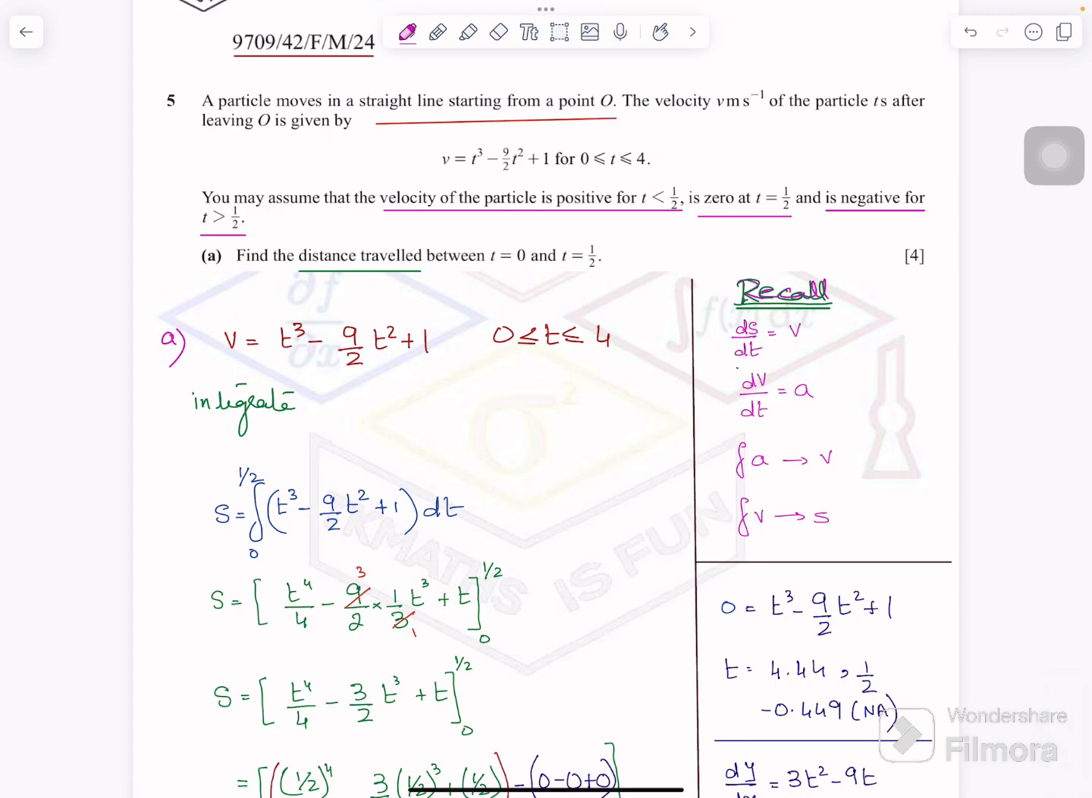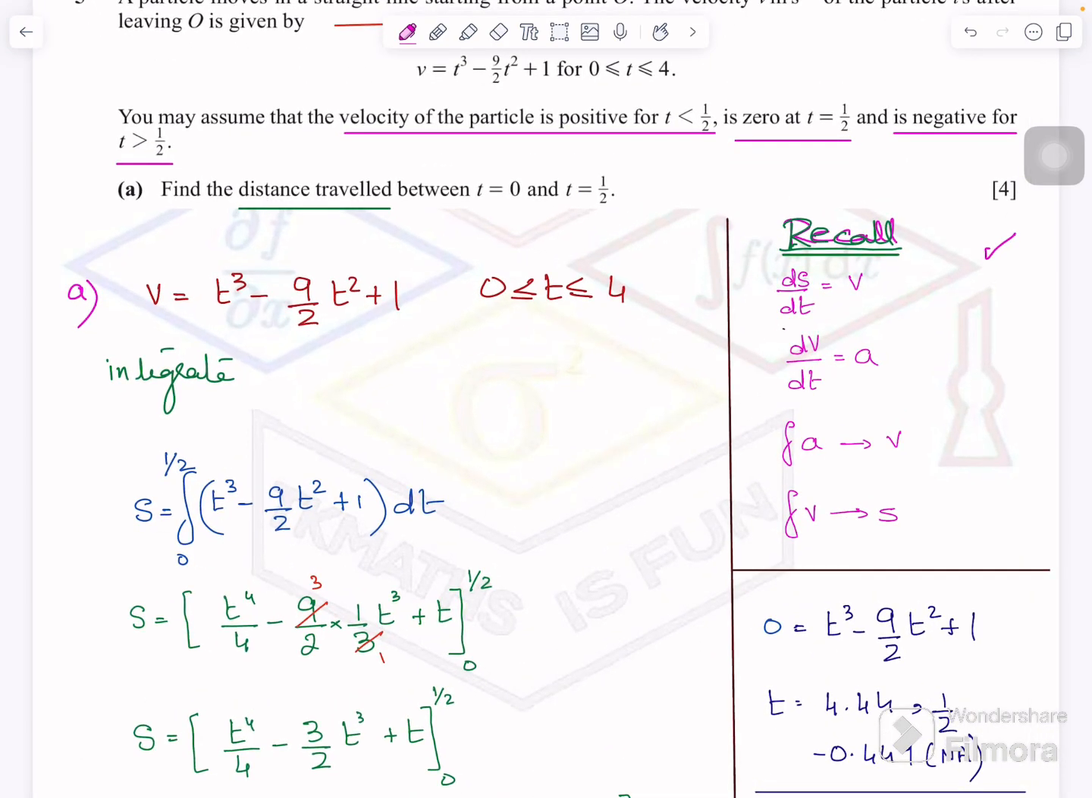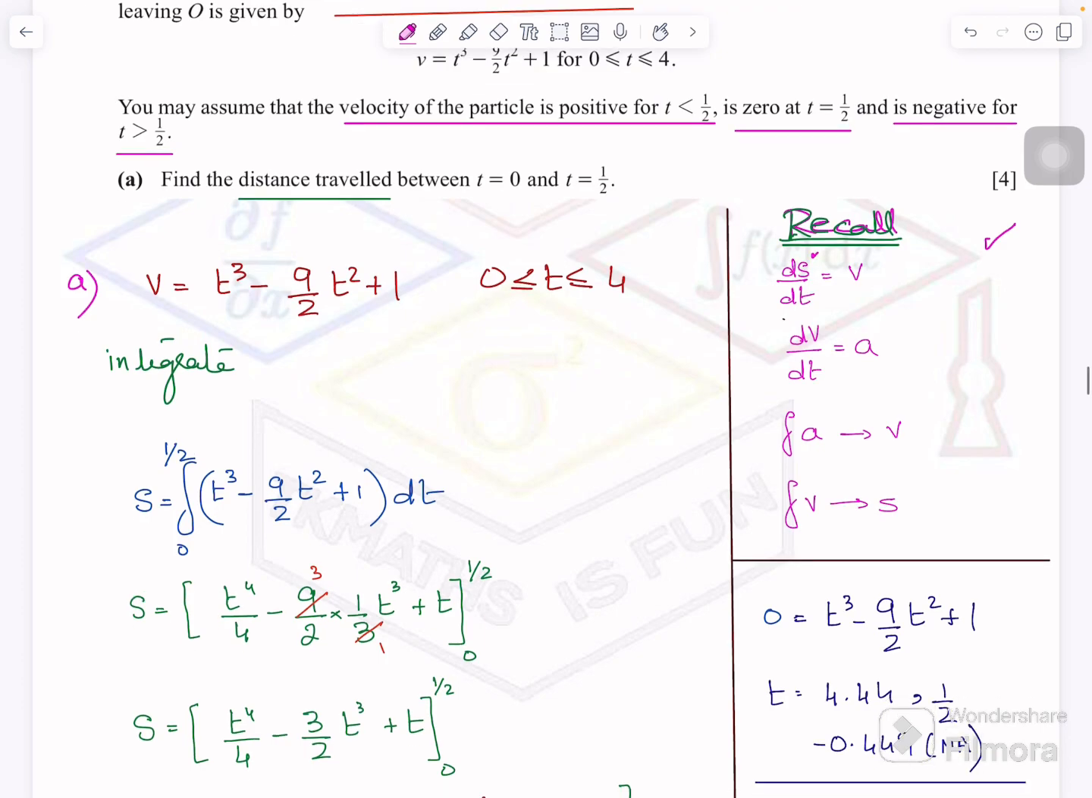This question was taken from the topic calculus. Velocity equation is given, and I have written here what you have to recall. When we differentiate velocity, we get acceleration. When we differentiate displacement, you get velocity. So I've written here, and integration is the reverse.